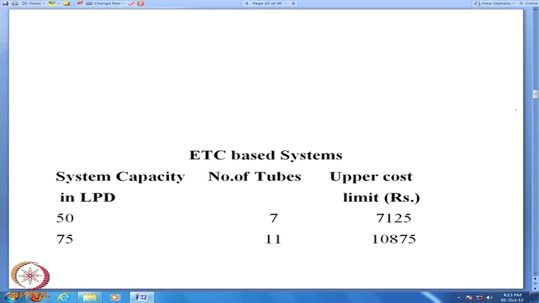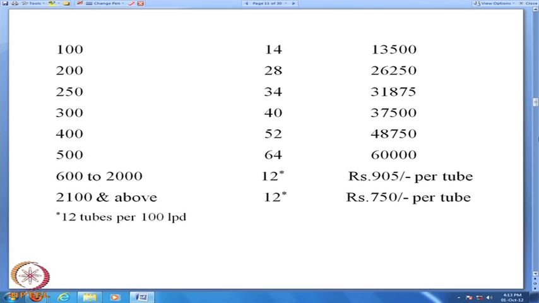Fortunately, the banks are willing to finance a little higher than what the MNRES has specified. For example, if you have a system of 50 liters per day using evacuated tubular collectors, you can go to books or the website to know more about the manufacturing specifications for the ETC. They are slightly cheaper. The number of tubes required is 7, and the cost they have specified is 7,125, and that keeps on decreasing per liter basis as you go up. For example, it comes to 750 per tube if you have about 2,100 liters and above.